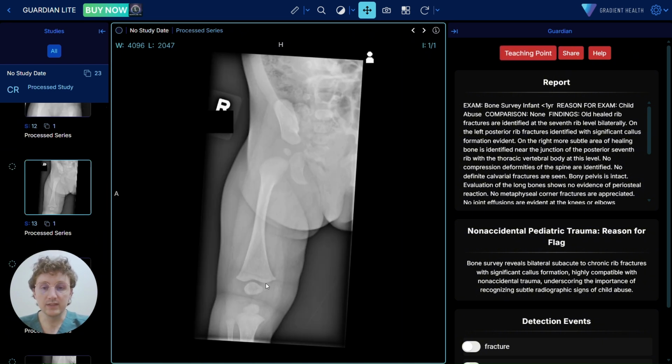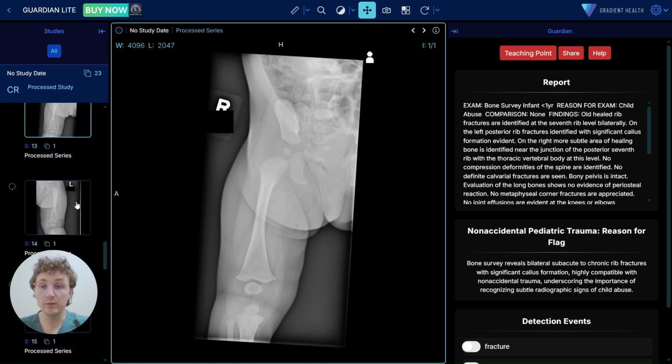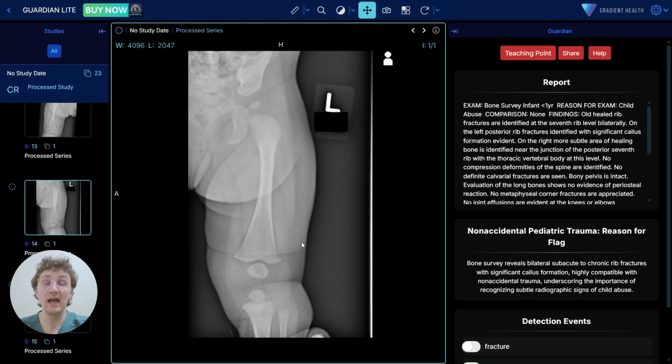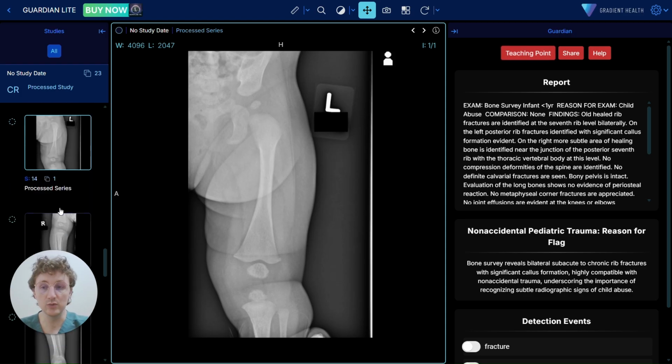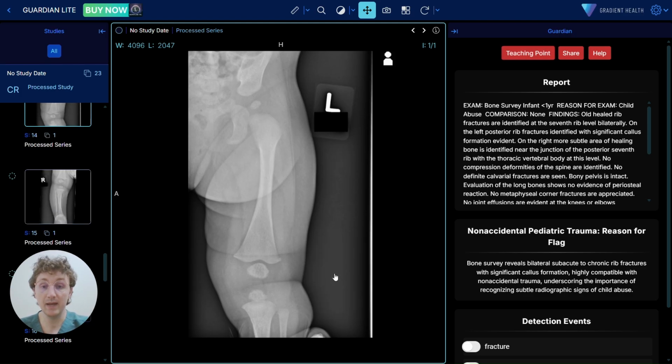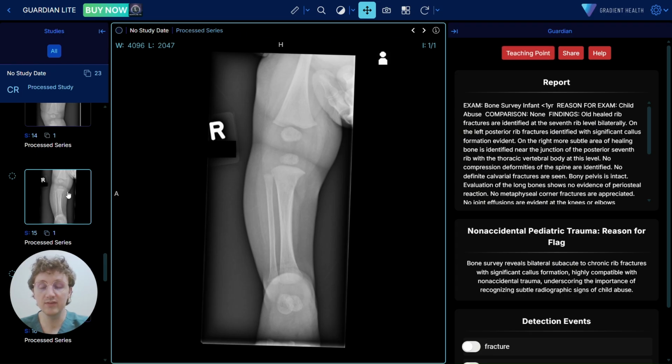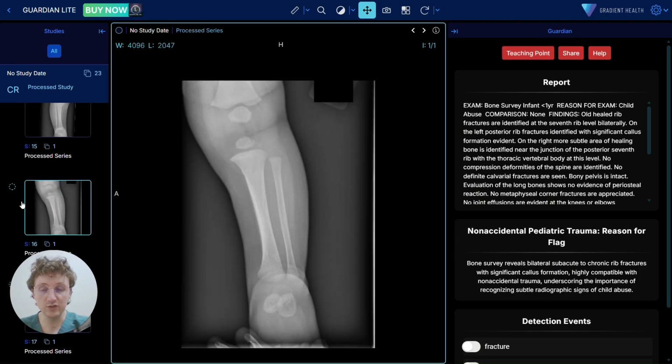As we move down, here's an example of a common area at the knees for our metaphyseal corner fracture and bucket handle fracture, which particularly raises our concern for high-velocity shaking type injuries whenever we see those pop up. And once again, our tibia and fibula, assessing for those spiral type fractures.